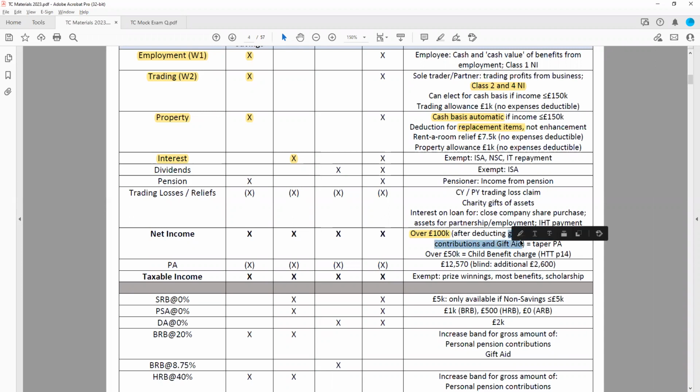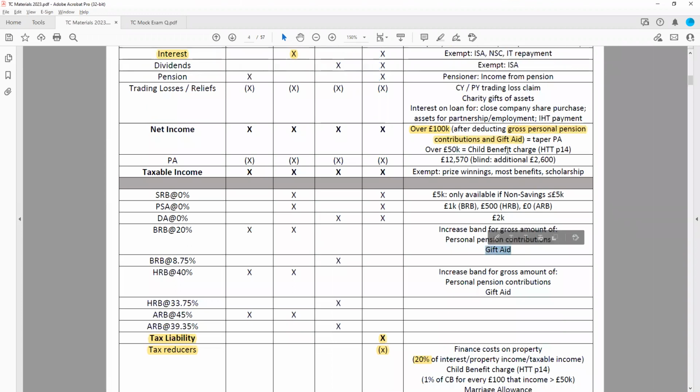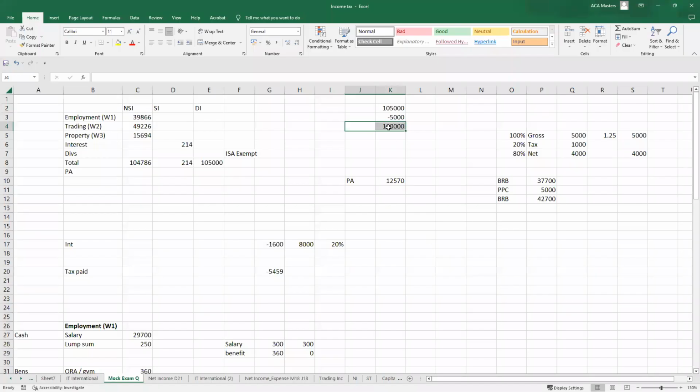And Gift Aid, of course, works in the same way. He has personal pension contributions in terms of grossing up the band and then also doing the personal allowance test. So we say, is it over 100K? Well, the answer is no, it is 100K, and therefore he still gets his full personal allowance. So it looks as though there's been some quite clever tax planning there.